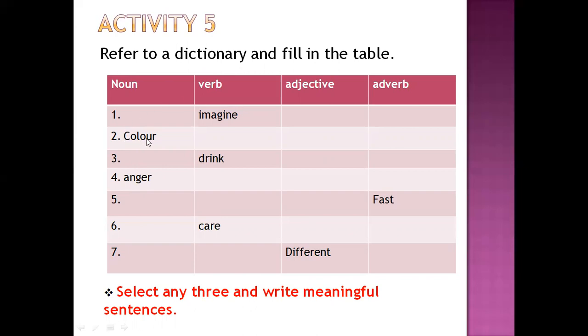Next one, color. That is the noun. And you have to find out the verb, adjective and the adverb. Number 3, verb is given, that is drink. Number 4, anger. If you don't know the meaning of this word, of course, you can refer to a dictionary and very easily you can find the meaning. And also the word classes.